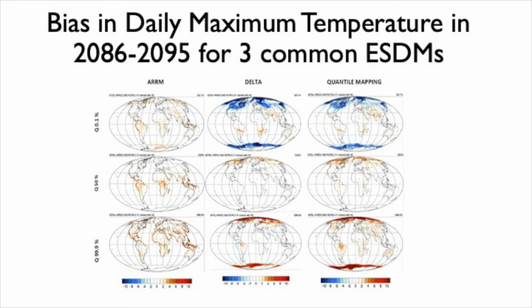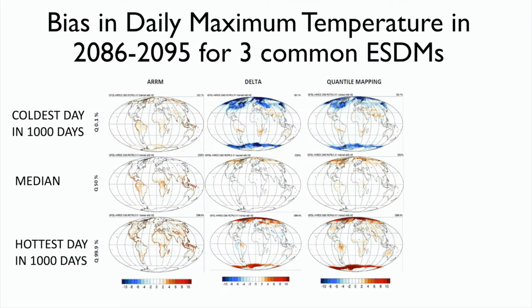And this is looking at 3 different temperature variables. The one on the top row is the coldest day in 1,000 days. So that's a pretty extreme cold day, the coldest day in 1,000 days. The middle row is the 50th percentile, so the mean temperature. And the last row is the hottest day in 1,000 days. So that's pretty far to the other side of the extreme.